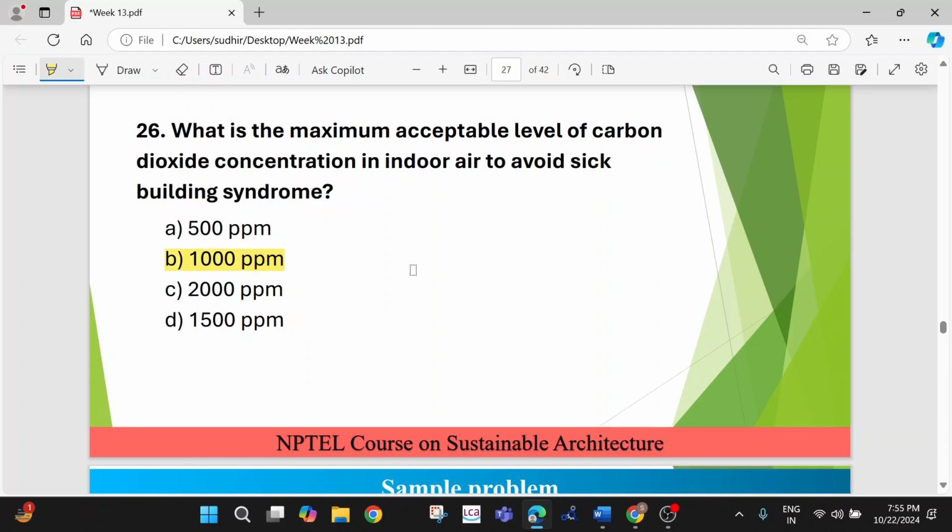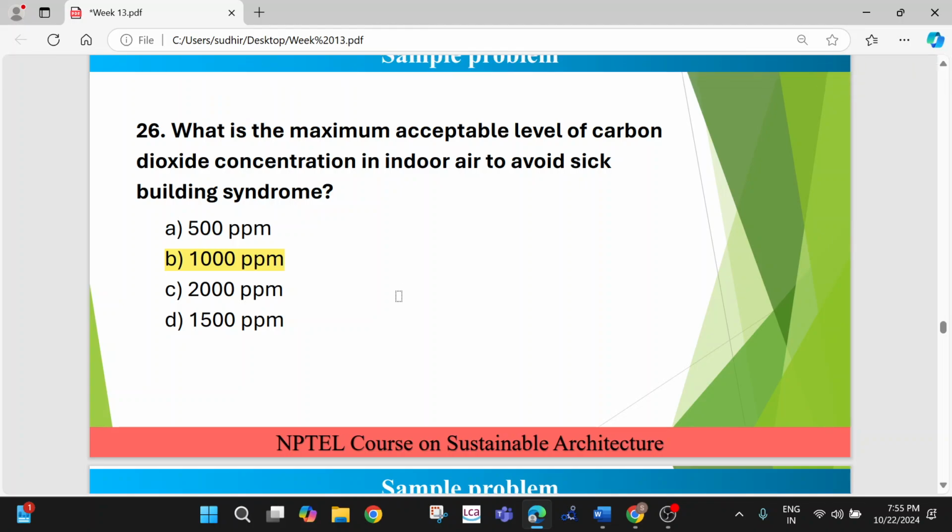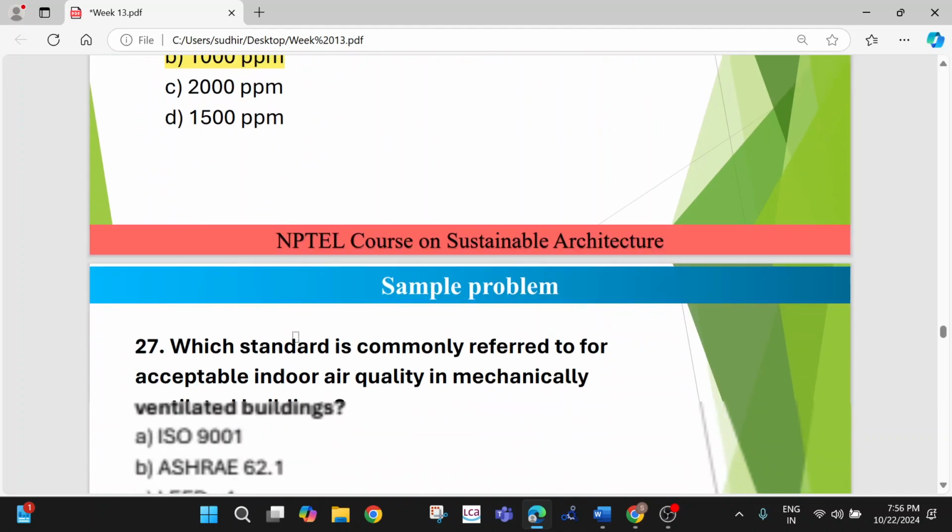I think this was also asked in the assignment, so you will be able to solve it, and most of you have answered it correctly as well. So 1000 ppm is the right answer, which is the maximum acceptable level of carbon dioxide concentration in the indoor air to avoid sick building syndrome, and it's general. Some people might say that 1000 ppm is fine for them and this concentration is not under sick building syndrome for them, but it is just general. That's why it is fixed to be 1000 ppm. It is for all, so none of you will be facing sick building syndrome. Fine. So let's move to the next question.